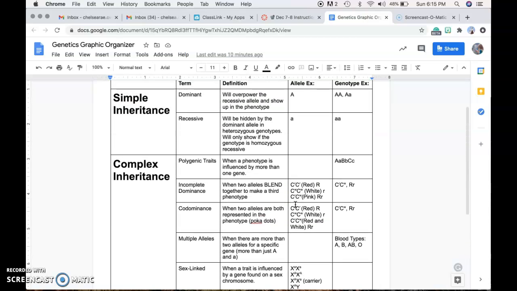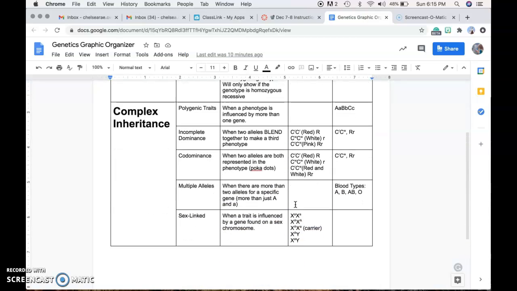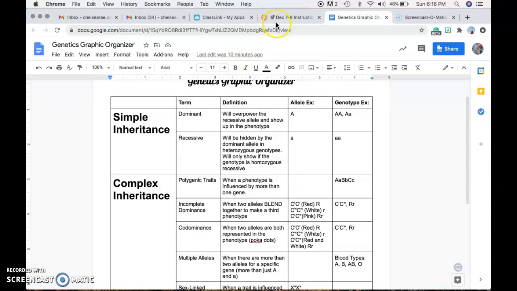So make sure you use this chart when you're doing these 3 assignments. It'll really help you out. You can work with people next to you. Remember, there is a pandemic, so be smart.